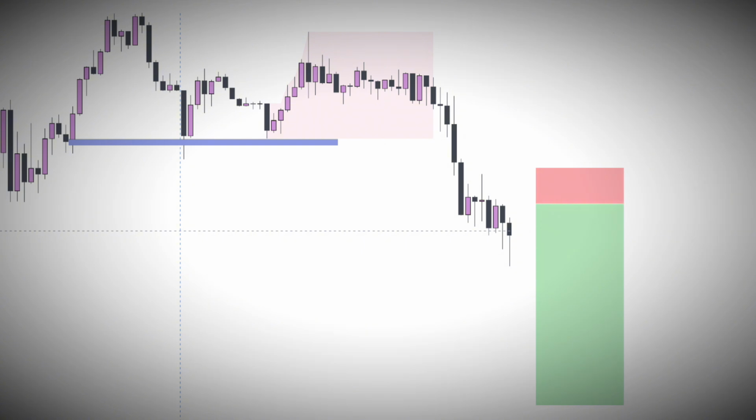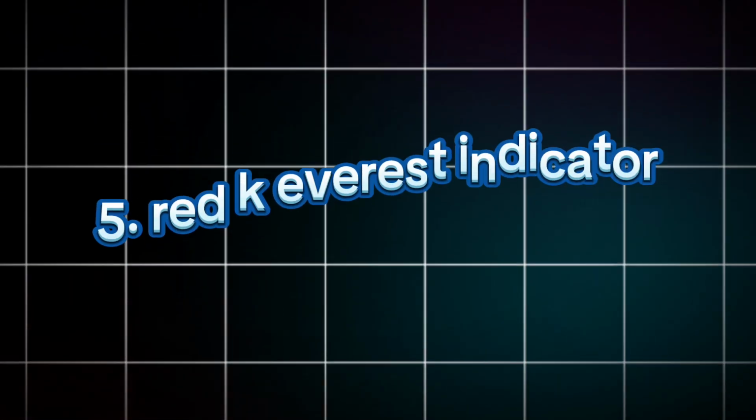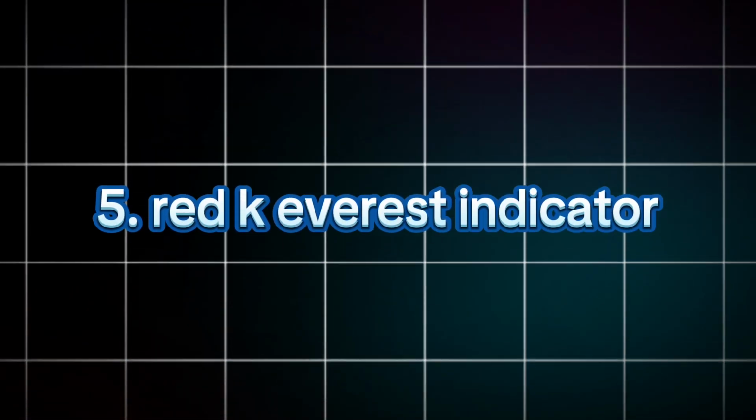And then when price takes it out, you want to wait for some consolidation. And when you get it, set your stop loss, your entry and exit point, and you'd have bagged another winning trade. It is very simple. As for the next one, it is called the Red Key Everest indicator.